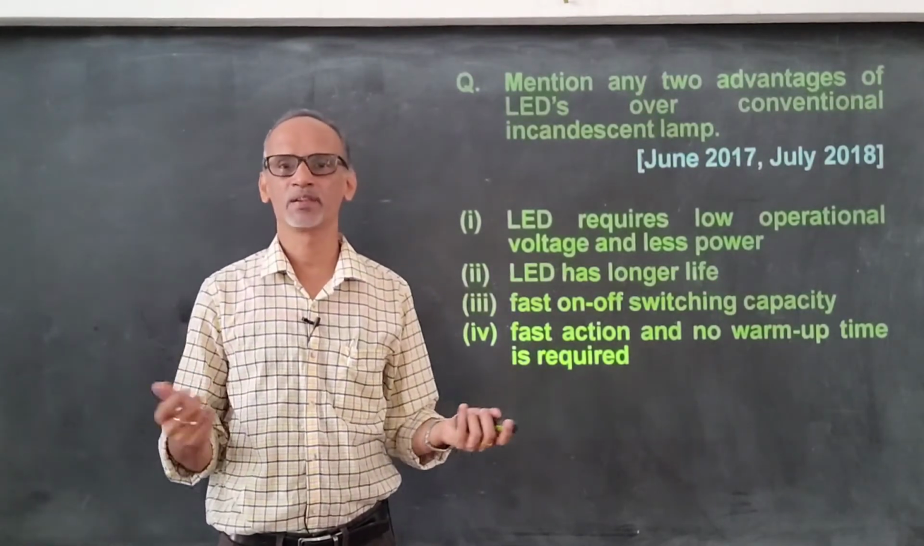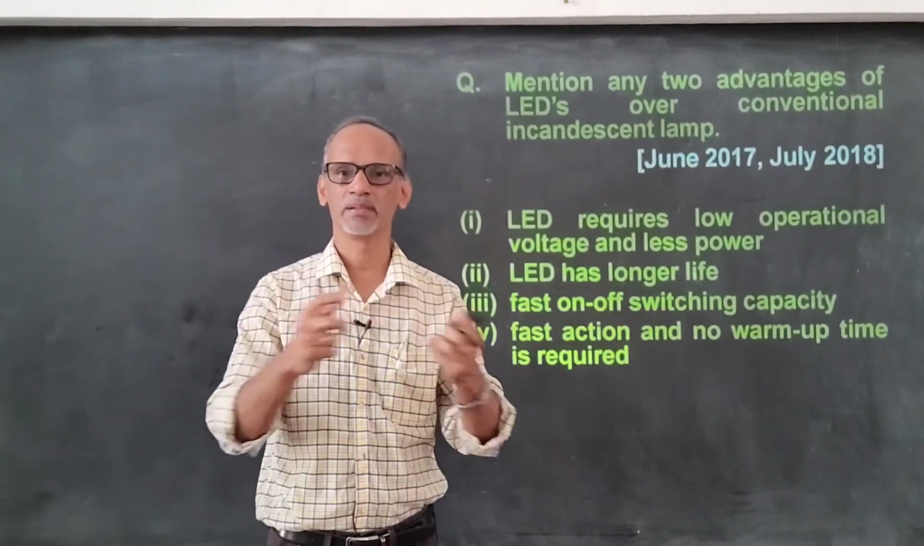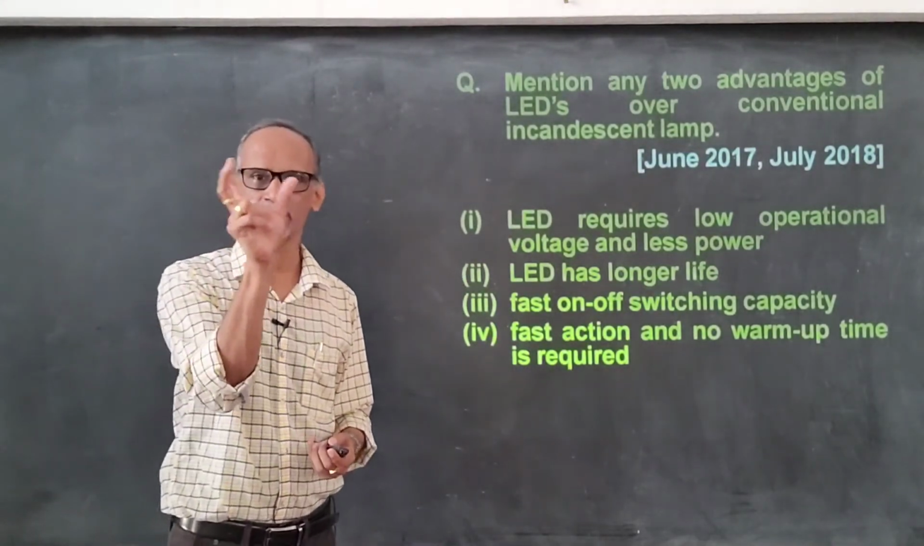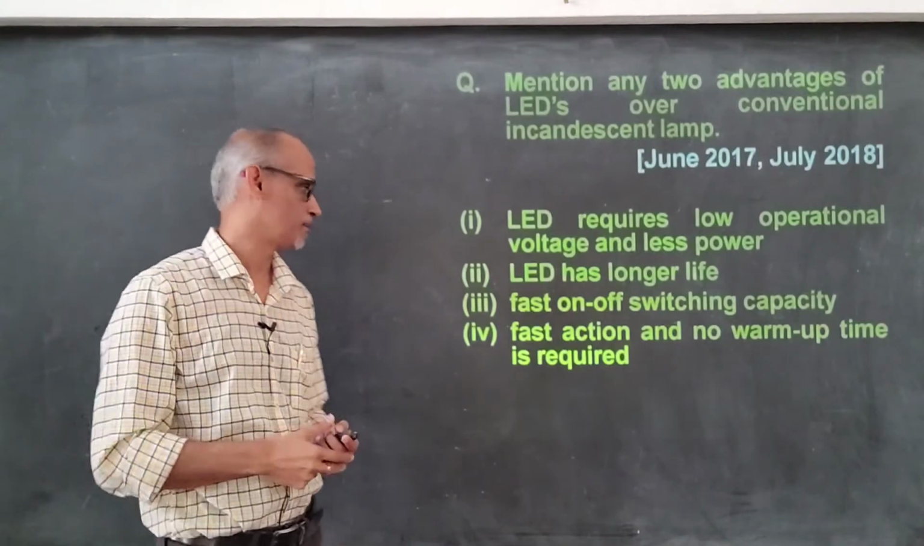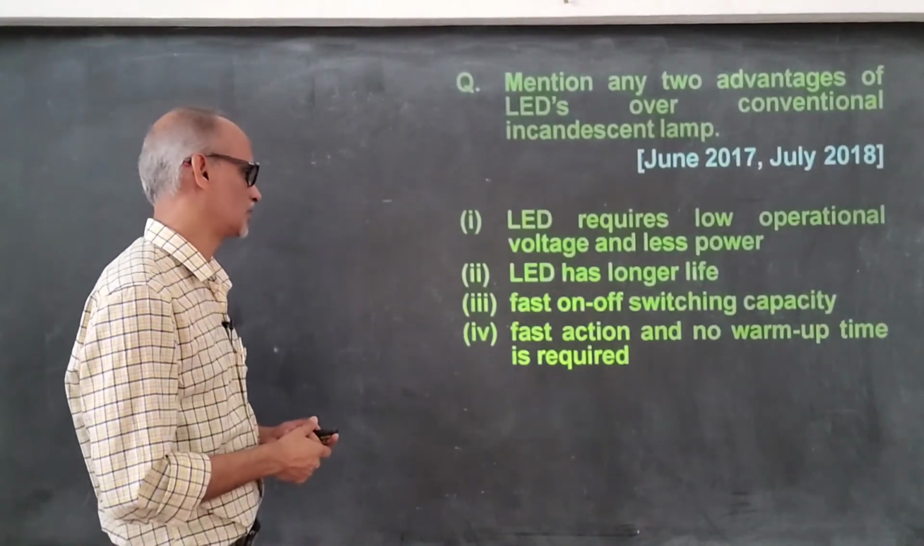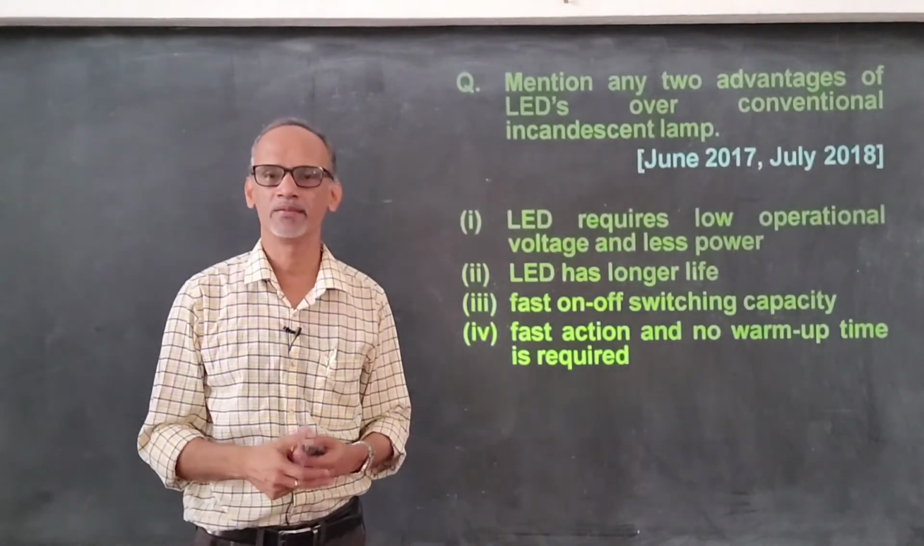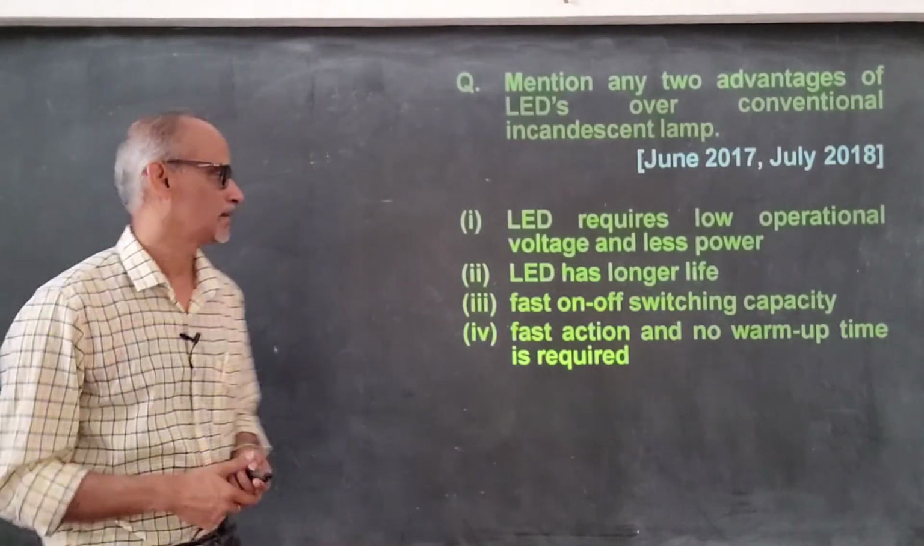So LED tube lights will glow again in no time, but the tube lights where we use a choke box, at the center of that frame. So fast action, no warm up time is required. So therefore these are the four advantages of the LED over the conventional lamps.